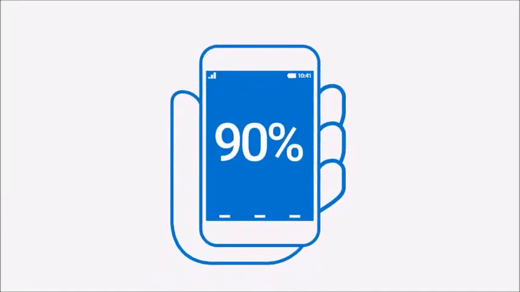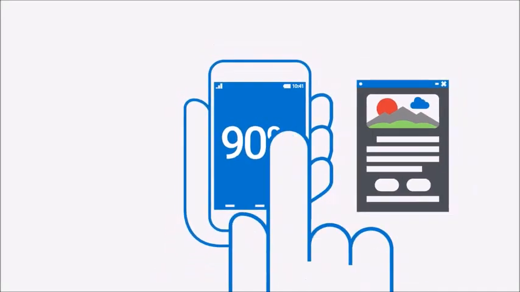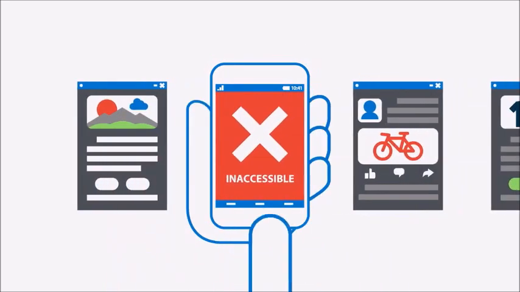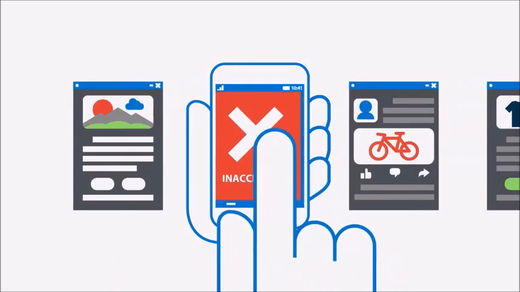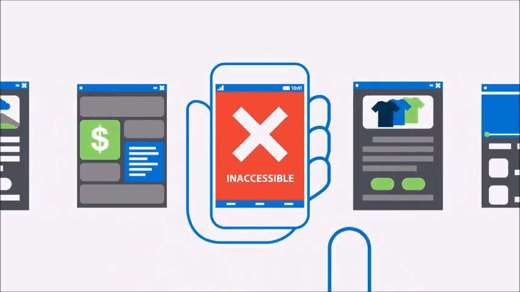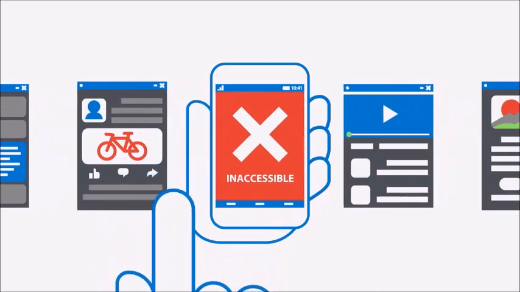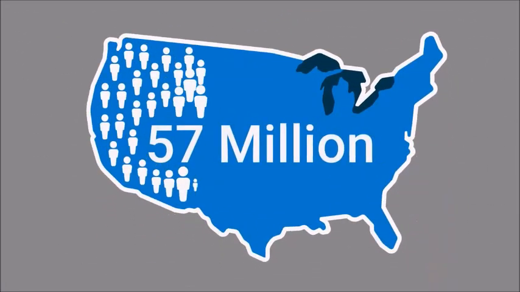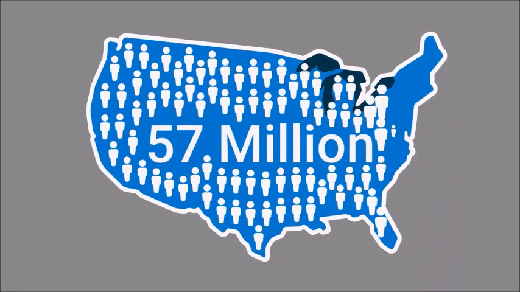Imagine if 90% of the websites or mobile apps you use today locked you out. Everyone else continues to experience the convenience of mobile banking, the connectedness of social media, and the freedom of online shopping, but for you, they're inaccessible. For the 57 million people with disabilities in the United States, this is their everyday experience.